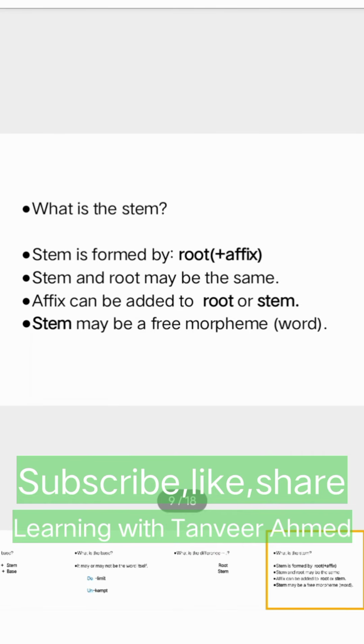Stem is formed by root plus affix. Stem and root may be the same. In many cases, we can take the same part as a stem and a root both. Affix can be added to root or stem. Stem may be a free morpheme word. Stem, like a root, may stand on its own and it can be meaningful.